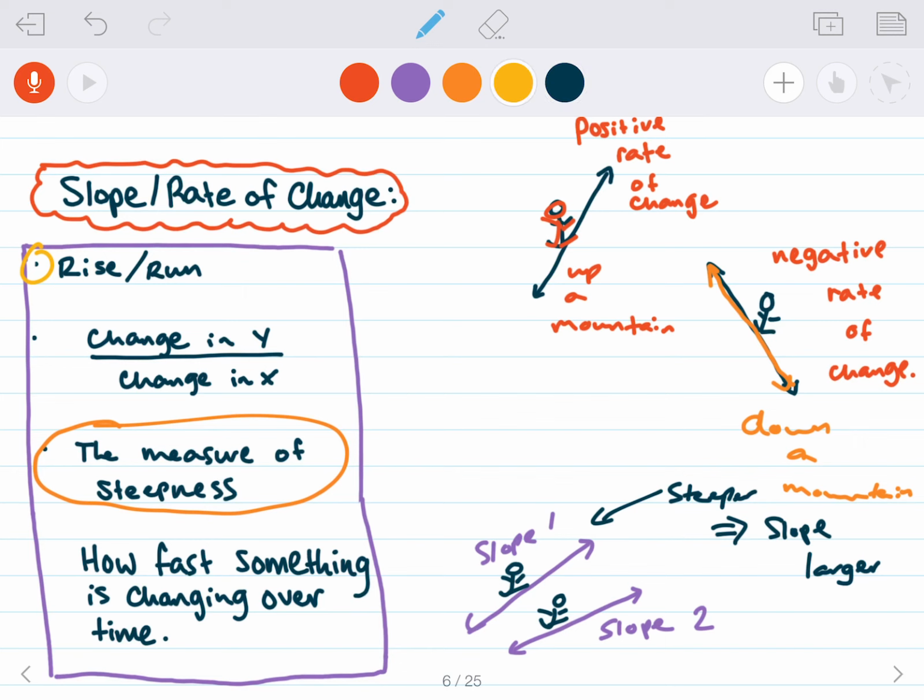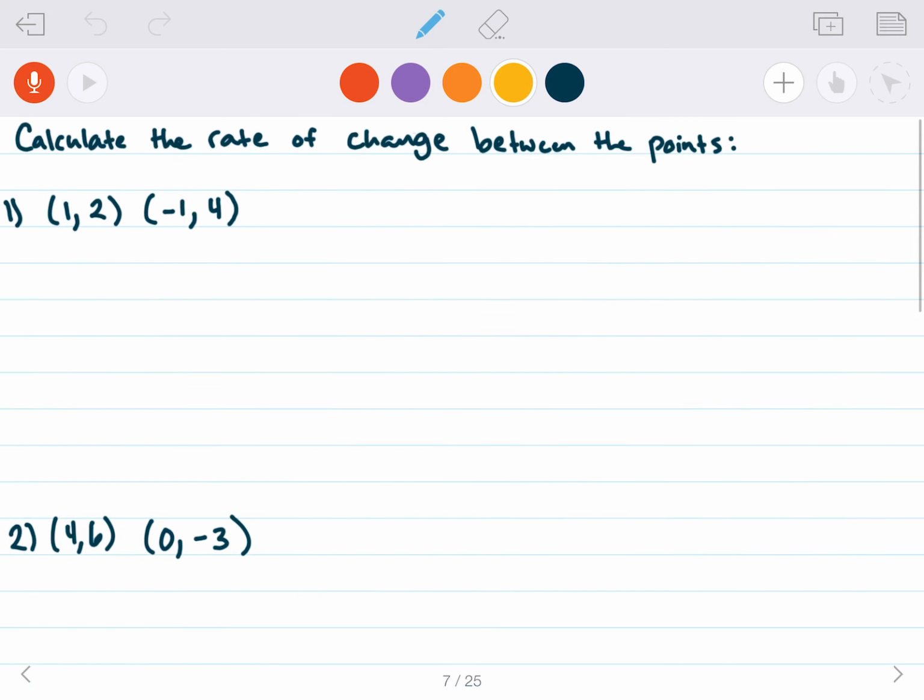Another way that we can think of slope, usually when we talk about real world graphing problems, a lot of times we are going to have the time on the x-axis. And so what this amounts to in terms of linear functions is how fast is something changing over time. So that's a fourth way we can think about slope. So let's do some examples where we actually calculate the rate of change, aka slope, between the 2 points.